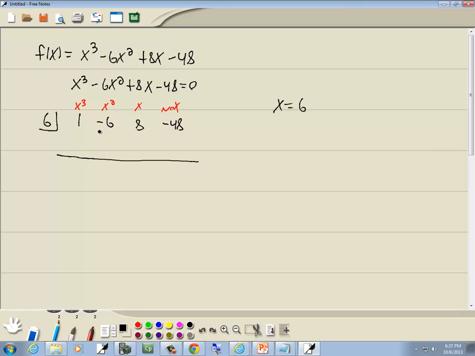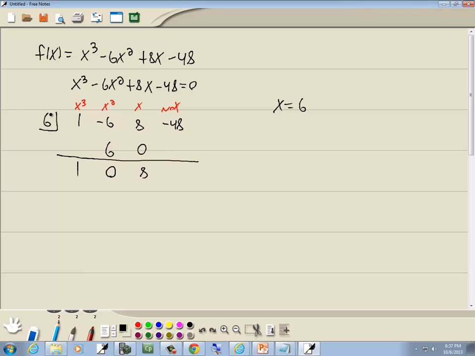Now we're going to go through a series of adding, multiplying over and over until we're done. We start with the far left column. 1 plus nothing is 1. Now multiply. You always multiply by the number in the box, by the number we put down there. 6 times 1 is 6. Add. Negative 6 plus 6 is 0. Multiply. 6 times 0 is 0. Add. 8 plus 0 is 8.